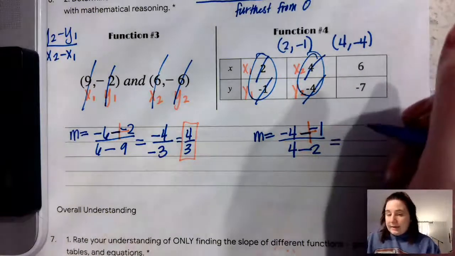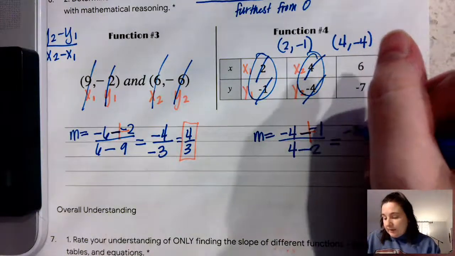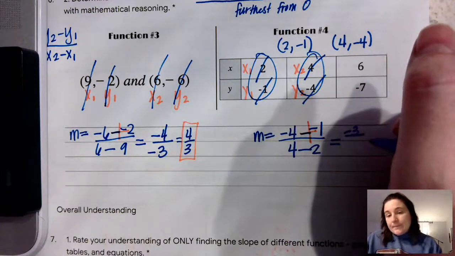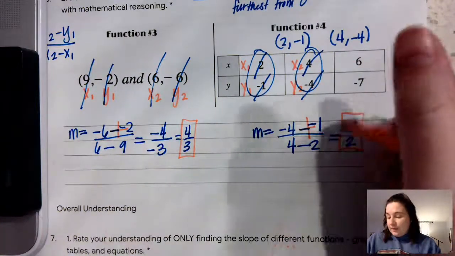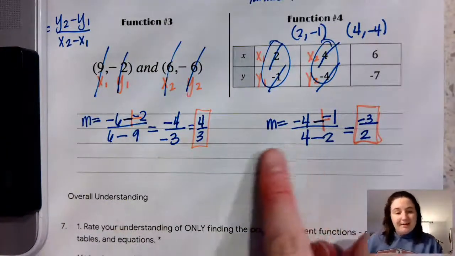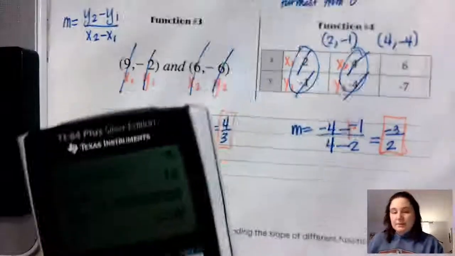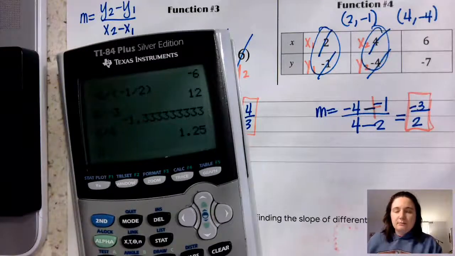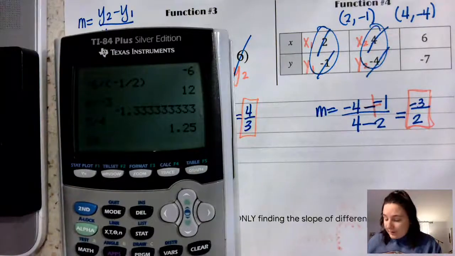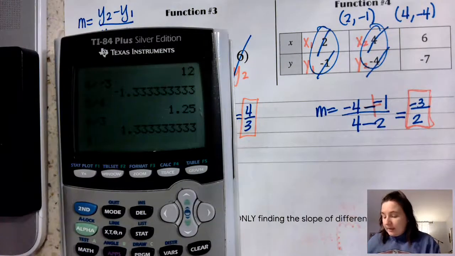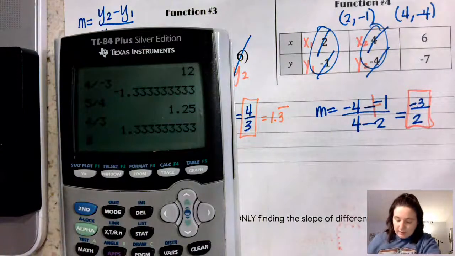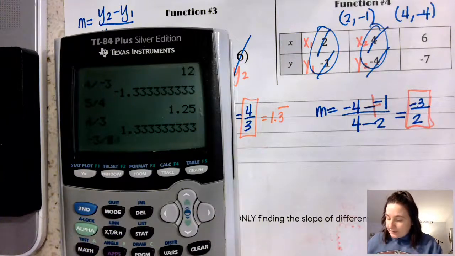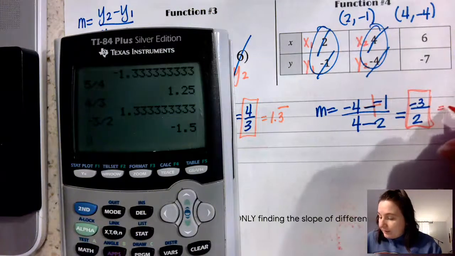-4 minus a -1, or -4 plus 1 is -3. And 4 minus 2 is 2. So I get -3 over 2. Again, fractions are pretty hard to compare, so I change them to decimals so that I can more easily compare them. So 4 divided by 3 is 1.3 repeating, and -3 divided by 2 is -1.5.